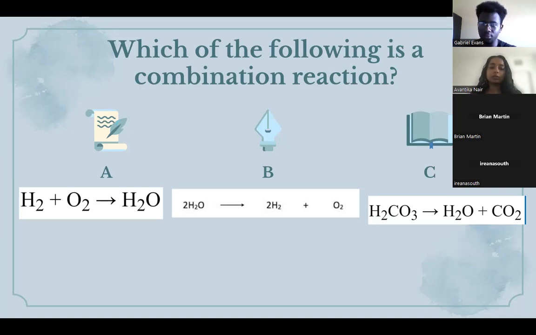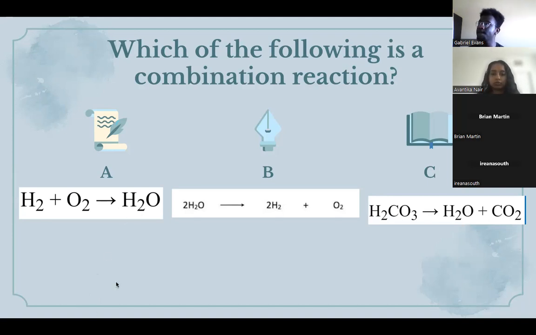So somebody wants me to explain this question again. I can do that. Let me know if you have a more specific question about this question. So basically, combination is when two compounds form to make one product. As you can see, Liana put something in the chat. Hopefully that clears it up.